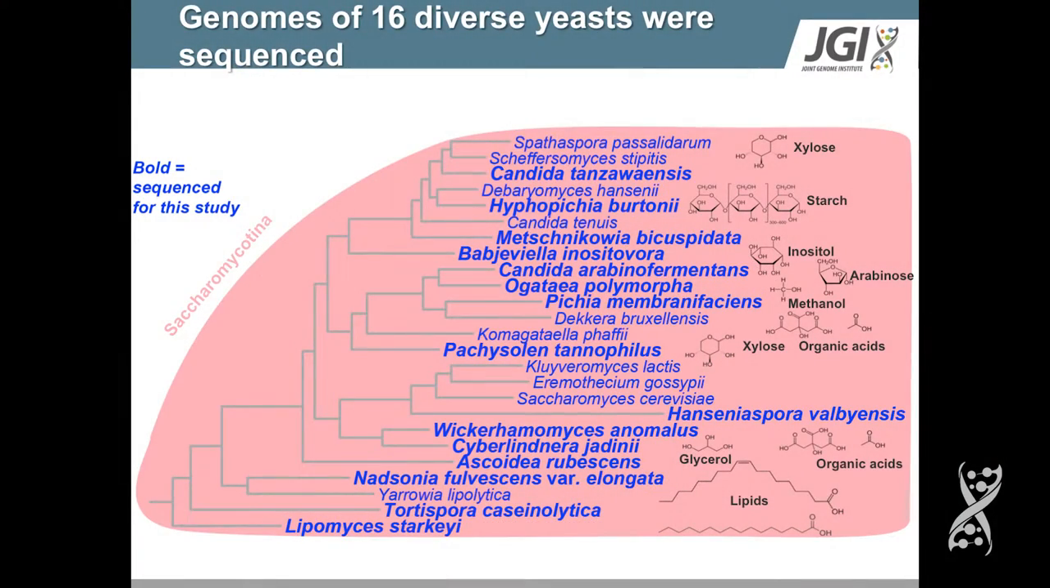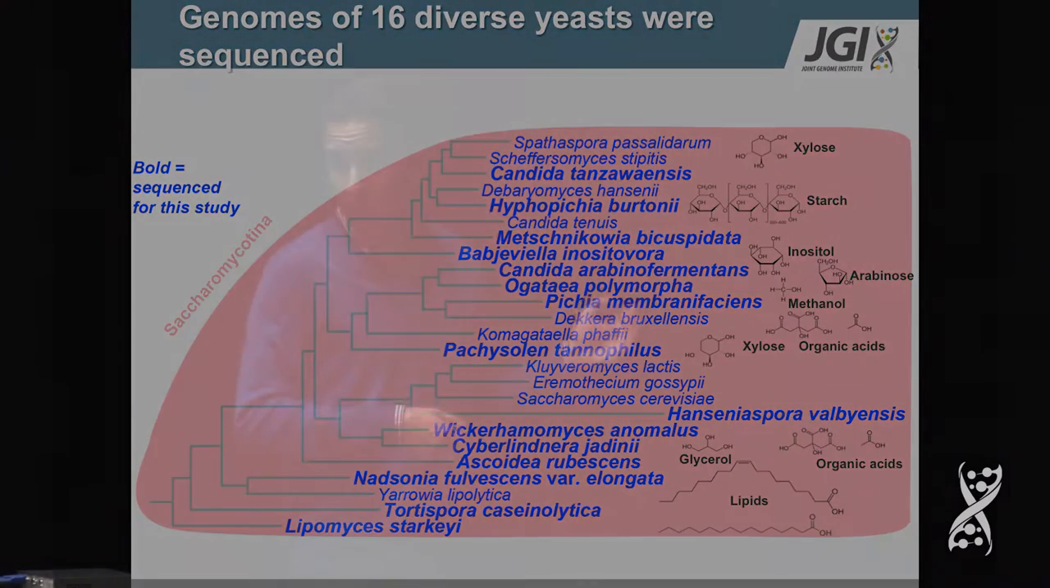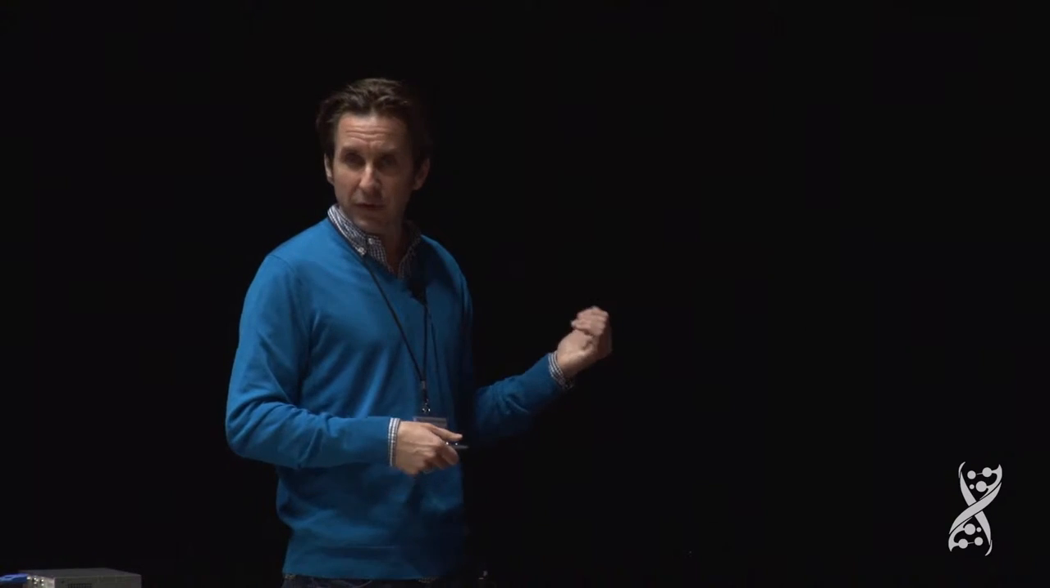These genomes were selected for their phylogenetic diversity within Saccharomycetina, so you can see they're evenly distributed throughout the clade. But we were also interested in the biotechnological potential of the yeast, and this shows a few compounds that the yeast in Saccharomycetina are capable of subsisting on as sole carbon sources, in some cases fermenting sugars like xylose and arabinose, starch, subsisting on inositol and methanol as sole carbon sources, and also the things that yeasts are capable of producing. This touches nicely on a couple of the talks we just heard about mining genomes for more and better biotechnological enzymes for biofuels or for producing valuable things such as fragrances, or in the examples I show here, glycerol, organic acids, and lipids.